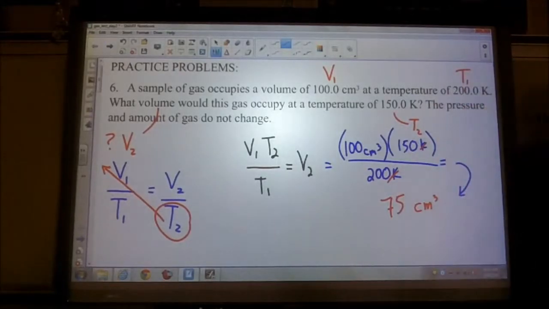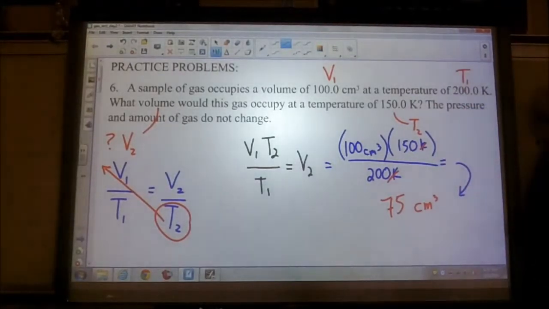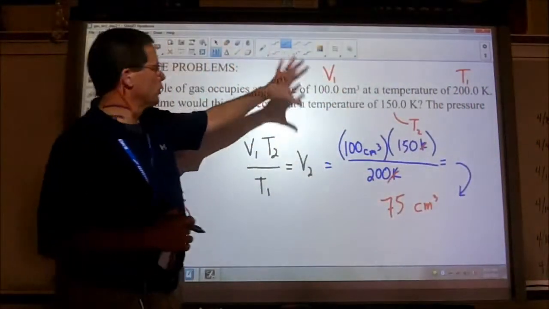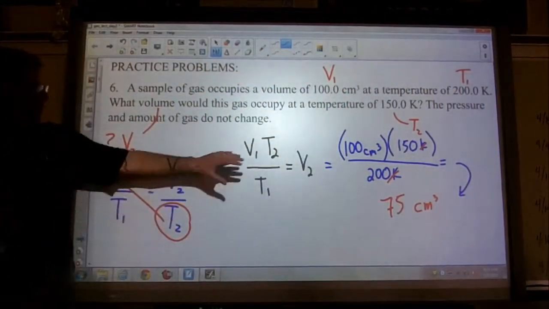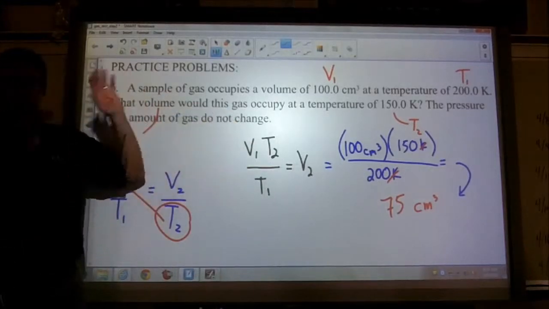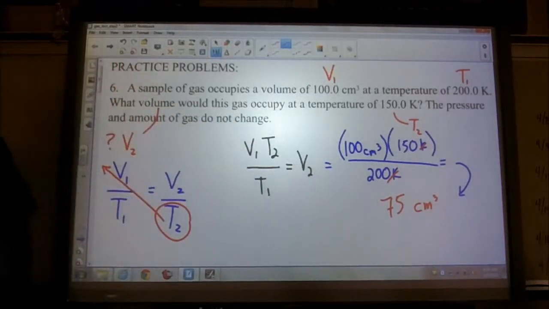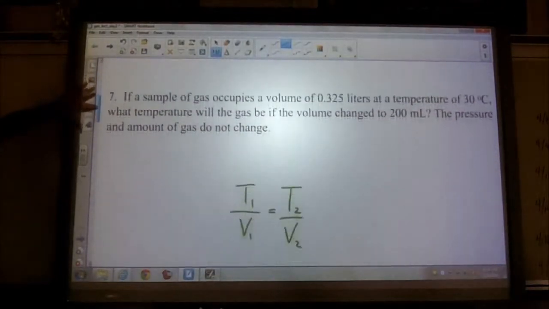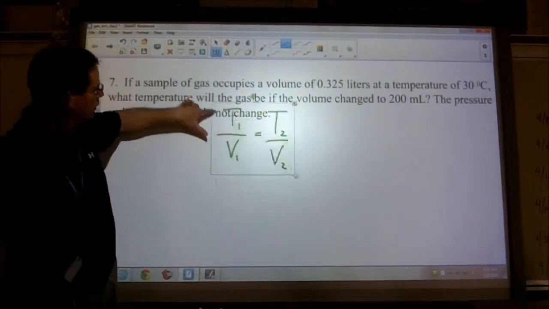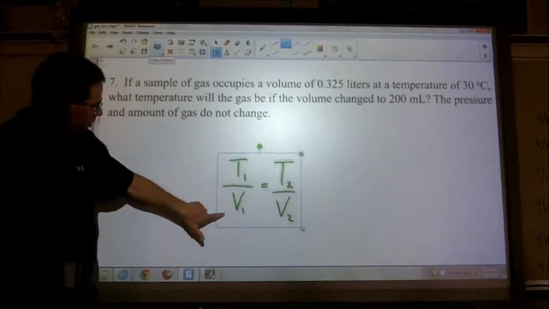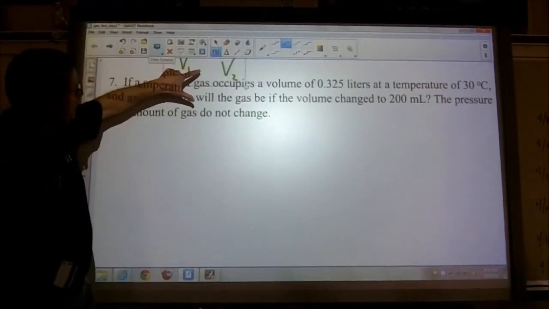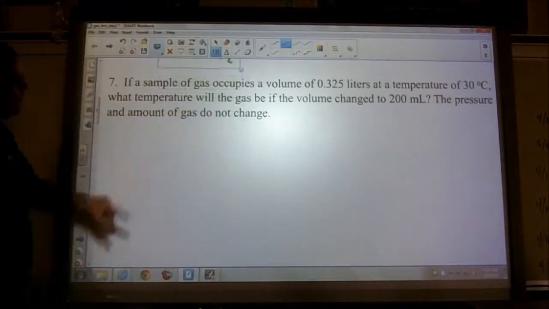Okay. So really, when looking at a question like this, first of all, identify your variables in the problem, just write it above, and then rearrange the variables, plug it in, piece of cake. Yeah, it is. So let's look at the next practice problem.